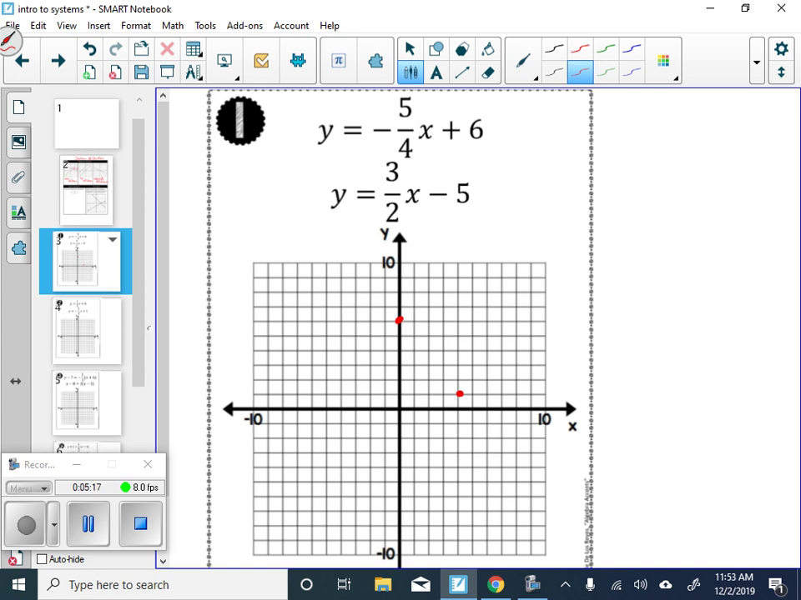So I always want to go up or down first, depending on the sign. This one's negative, so I go down first and then always right. Always, unless I go backwards. Okay, we'll do that in a minute. Now go again. Down 5, over 4. Use your ruler. Get yourself a straight line.